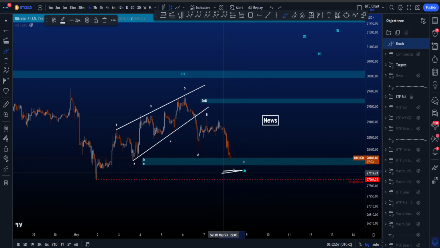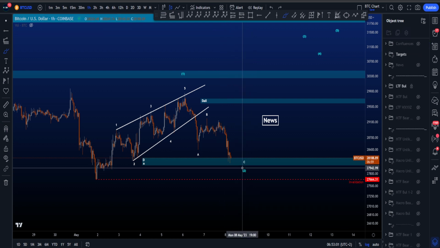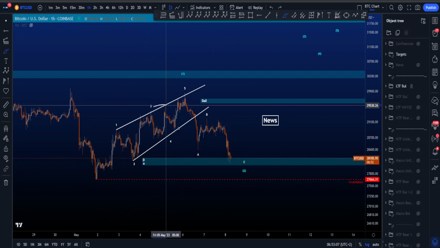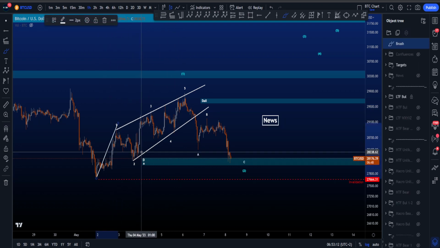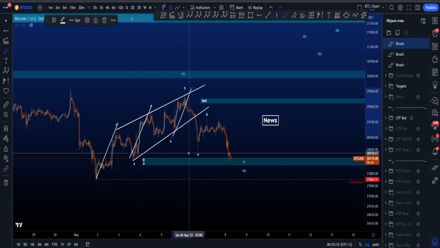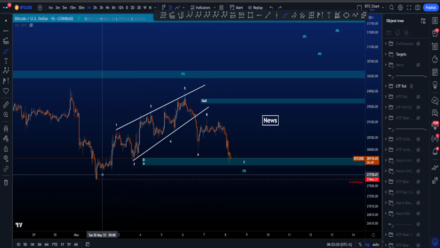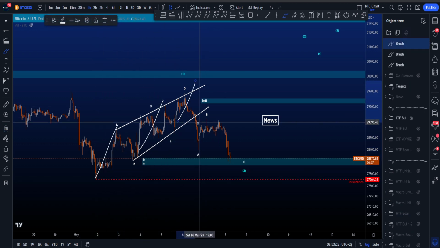You don't really want to see price go below the target box and close candles here, to be honest. Usually my target boxes are very well respected. So in this scenario, we are then looking at a 1, 2, 3, 4, 5. The problem is this wave 4. So in a leading diagonal, wave 1, 3, and 5 can either be a zigzag or an impulse. Now in this particular scenario, it's an impulsive structure. So 1, 3, and 5 are impulses.